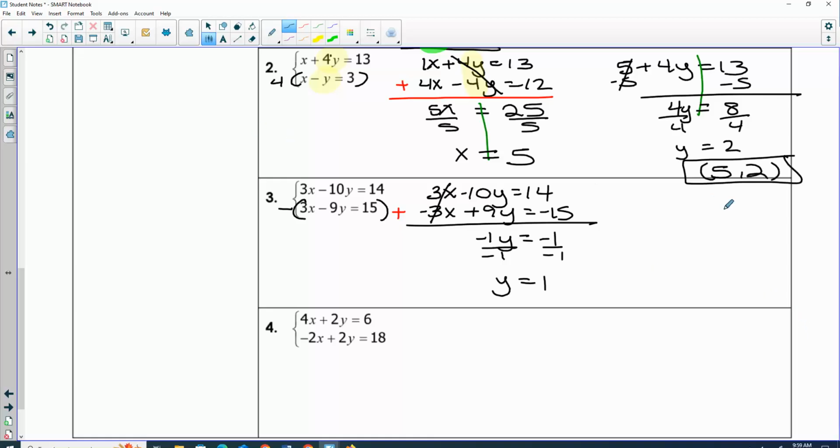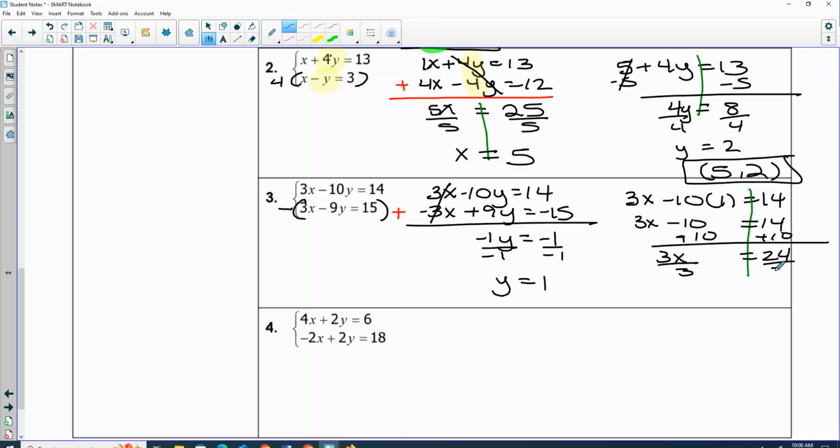Now we plug that back into either equation. If I just go with the first one, we have 3x minus 10 times y, which is 1, equals 14. We have to solve this equation. So 3x minus 10 equals 14. Add our 10. So 3x is 24. Divide by 3, and x is 8. So your ordered pair, x comma y, is 8 comma 1.